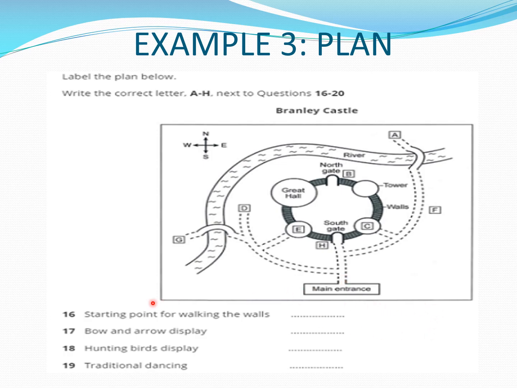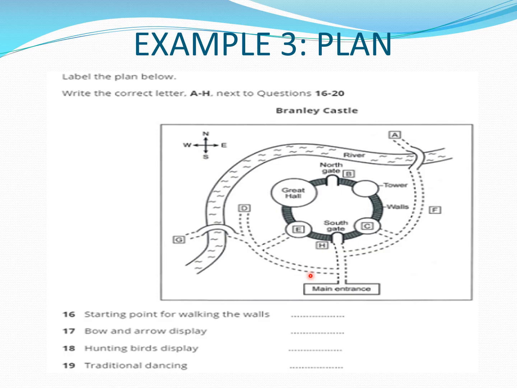So here you are given questions from 16 to 19. So, starting point for walking the walls. You have to listen to the audio carefully in order to get the answer. So it might be C, E, H, B, or it might be G, D. It depends. So you have to listen to the recording very carefully and then answer the question.